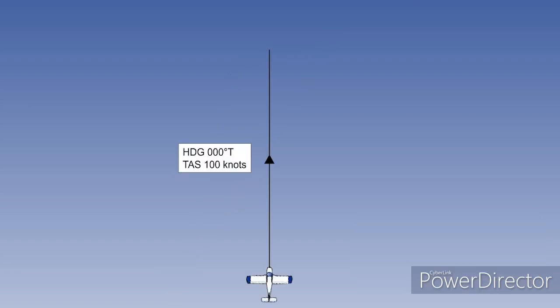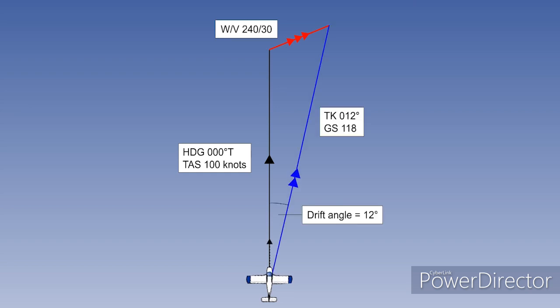Here's an example of the triangle of velocities. Suppose that our heading is 000 degrees true, and we had a true airspeed of 100 knots. The wind is 240 degrees at 30 knots. Don't forget it's from 240 degrees. The orientation of the line that we draw to complete the triangle of velocities gives us the track we fly over the ground, that is 012 degrees true, which shows that our drift is 12 degrees starboard. The length of that line represents our ground speed of 118 knots.